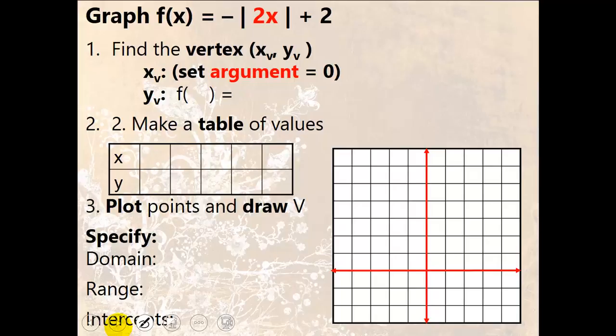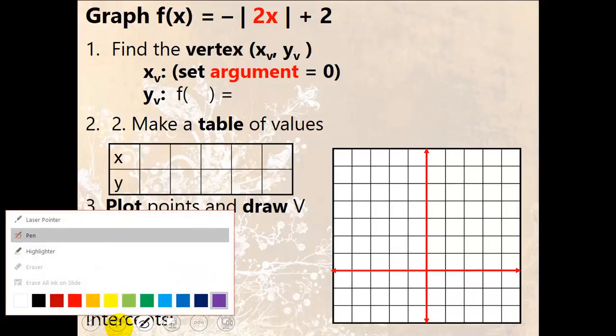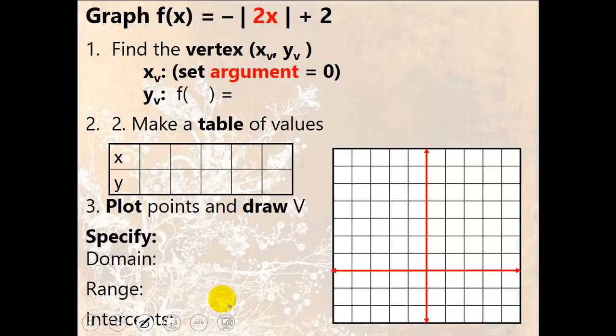All right, let's try this one. Notice that I have a negative out in front. That's going to turn everything upside down. I still have to find my vertex. I still have to set my argument equal to 0. So 2x is equal to 0. X has to equal 0. And then I plug that in.